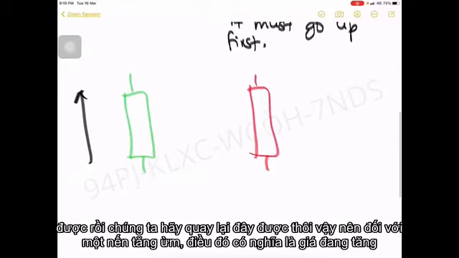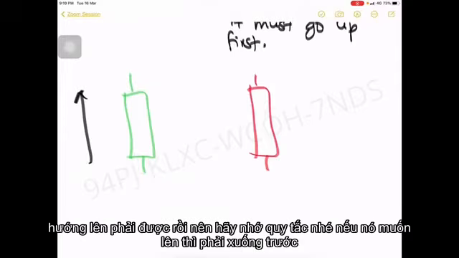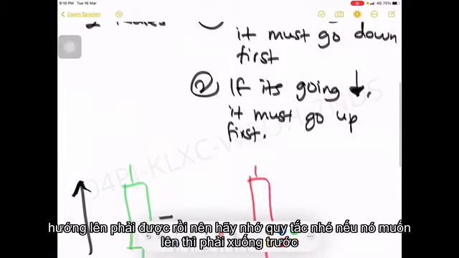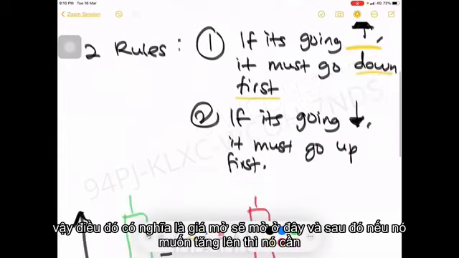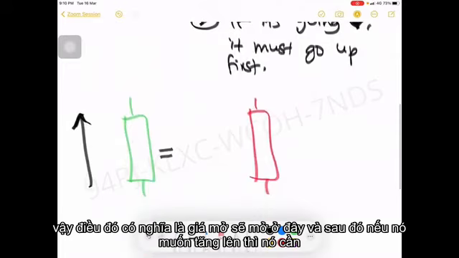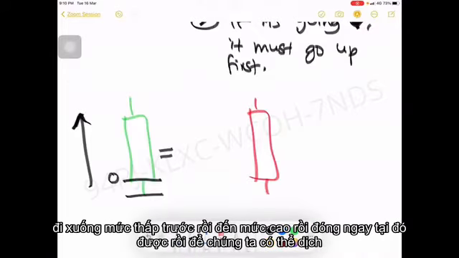Okay, so for a bullish candlestick, it means that the price is going upward, right? Remember the rules. If it wants to go up, it needs to go down first. So what that means is that the open is going to be here, open. And then if it wants to go up, it needs to go to the low first, and then to the high, and then close right there.